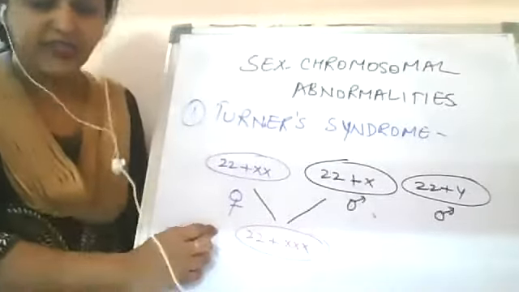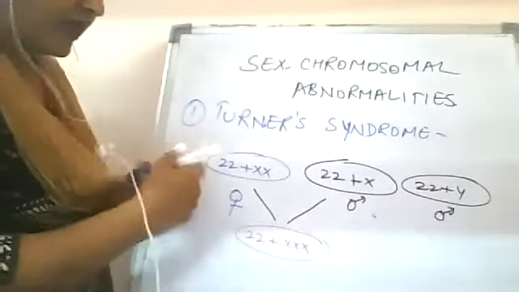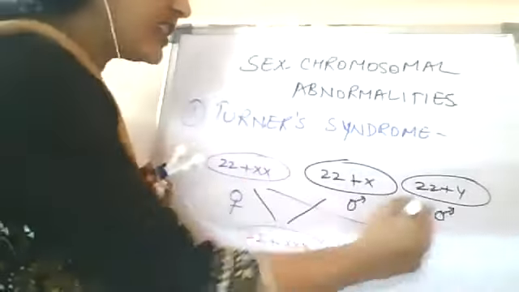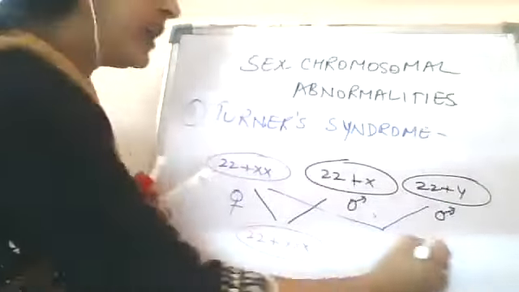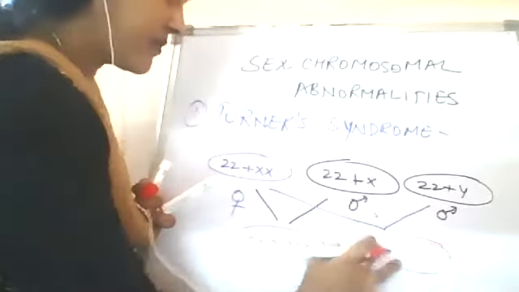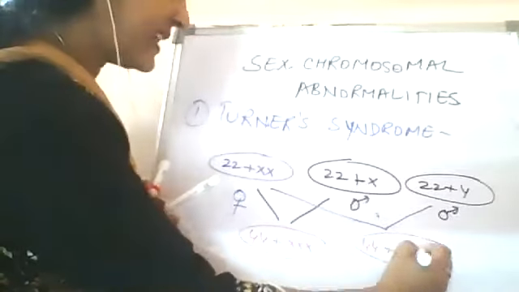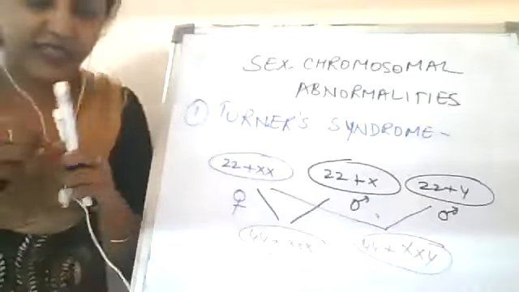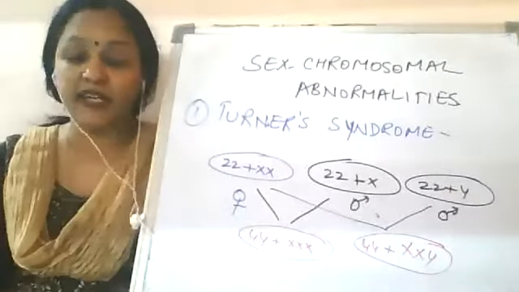Okay, so they develop into a super female. Now let us see, suppose this gamete goes and fuses with this Y chromosome. What will be the condition in the child? The condition in the child will be 44 plus XXY. Now, what is this condition known as?